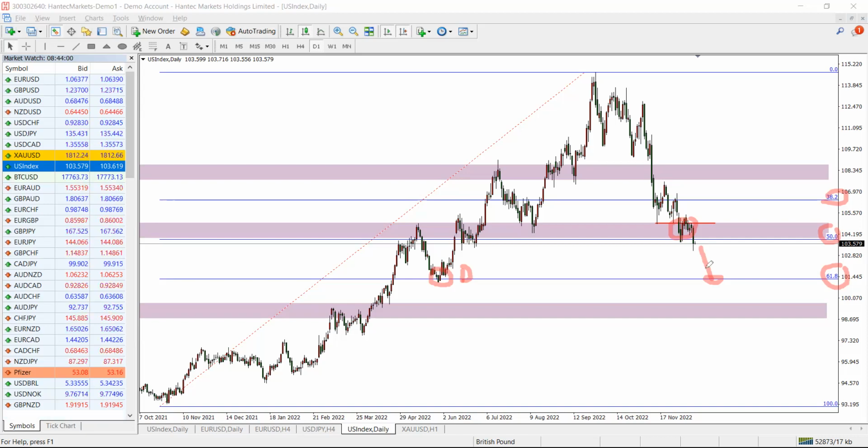Now, if this 61.8 here does not hold and it drops to this area here, I see this area here is a form of resistance. There's some little support here on the breakout, but it's not a major one.